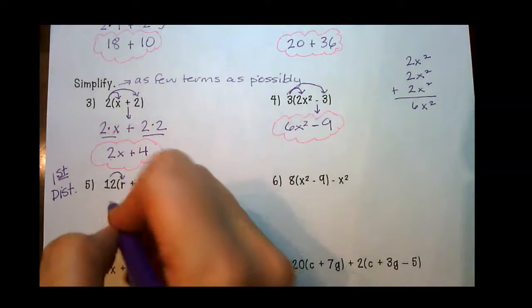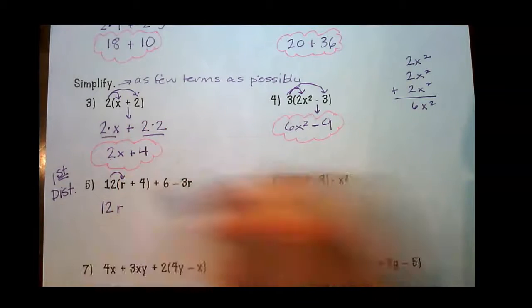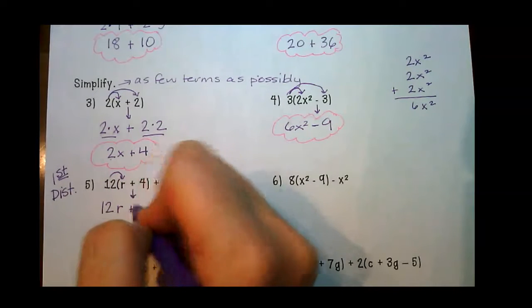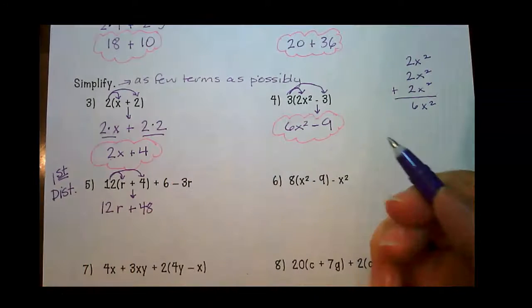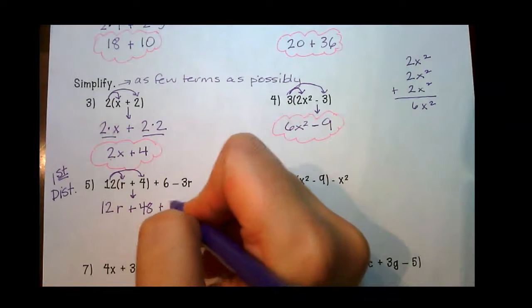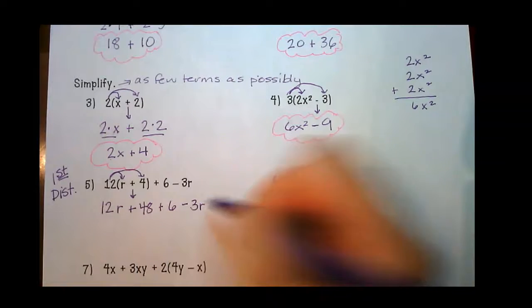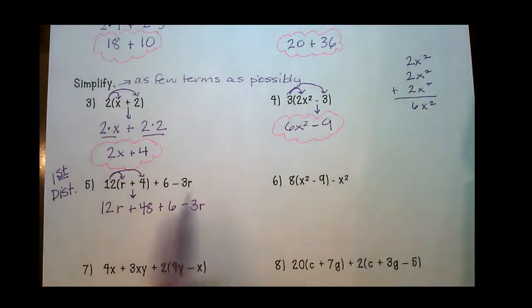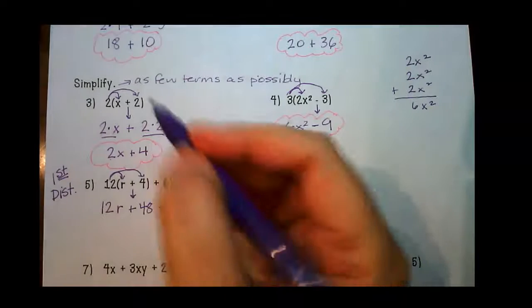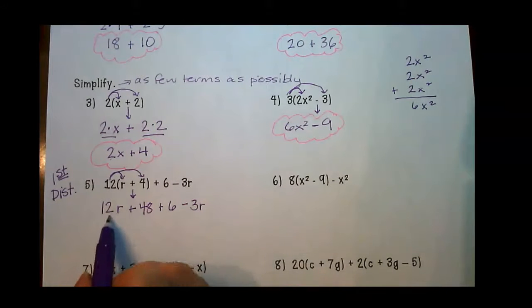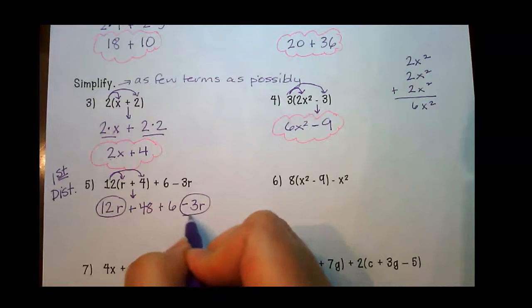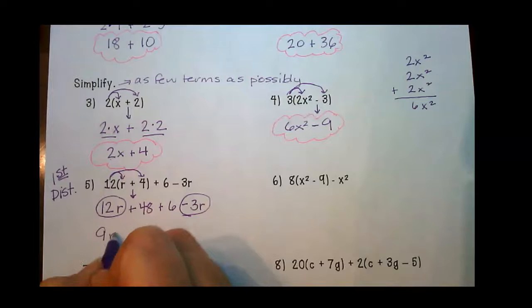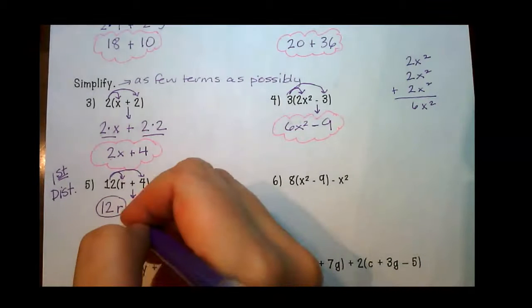12 times r is 12r. Bring down your plus. 12 times 4 is 48. And then we just bring down everything else because we haven't done a thing with it yet. Now we look to combine like terms because we have a lot of terms. Alright, so start on the left. We have r's, and we have 2 of those. So 12r minus 3r is 9r. Then you bring down your plus.